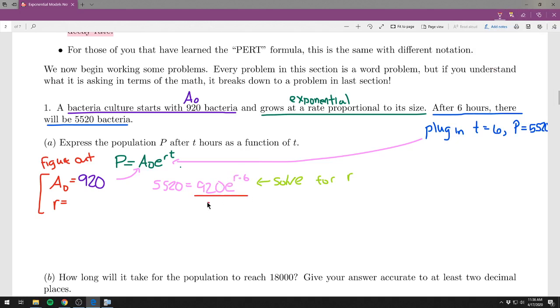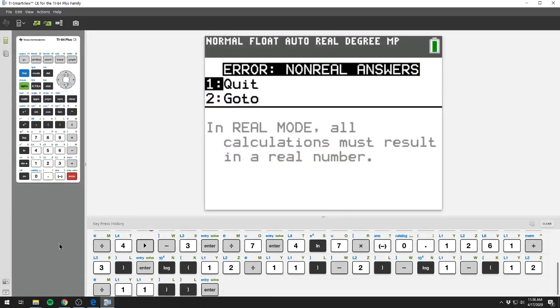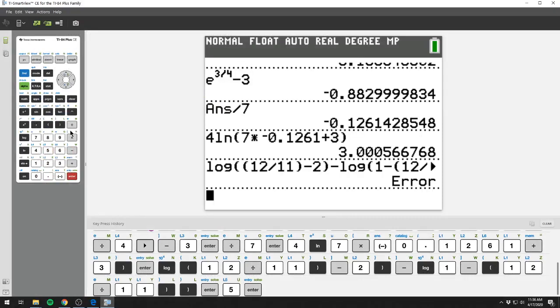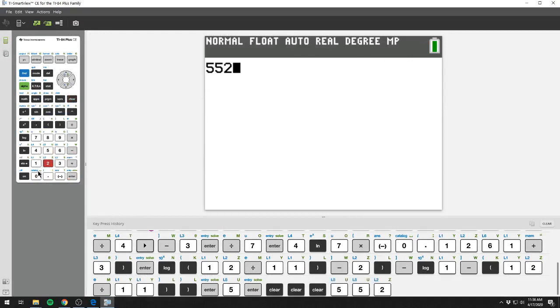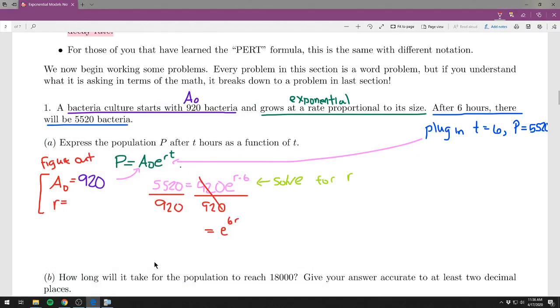We divide each side by the 920, to get the exponential part by itself. On the right side, we got e to the r times 6. If you want to write it as 6r, which I will do, you can go ahead and do that. It's just multiplication. On the left side, we got 5,520 divided by 920. Oops, quit. That was from last section. 5,520 divided by 920 equals 6. So we're left with solving this.